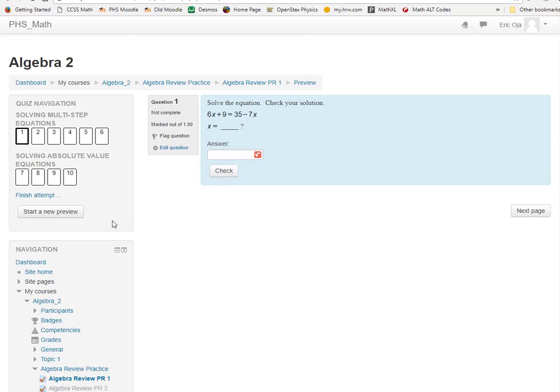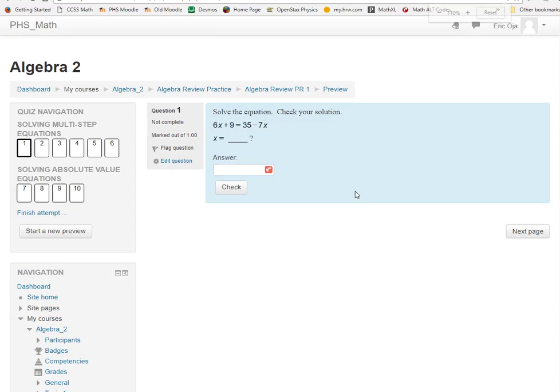Notice that it's got a little section up here, the quiz navigation. The first part is solving multi-step equations, the first 6 problems. The last 4 problems are just solving absolute value equations. And this is what you see. Just a quick reminder before you jump into this about what this answer box is for in Moodle.